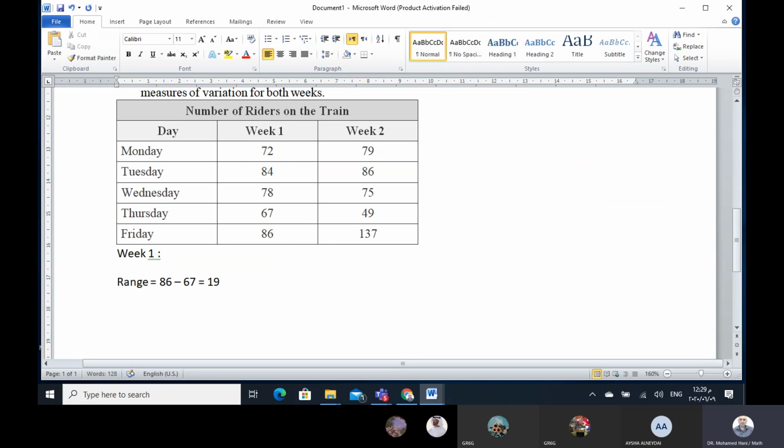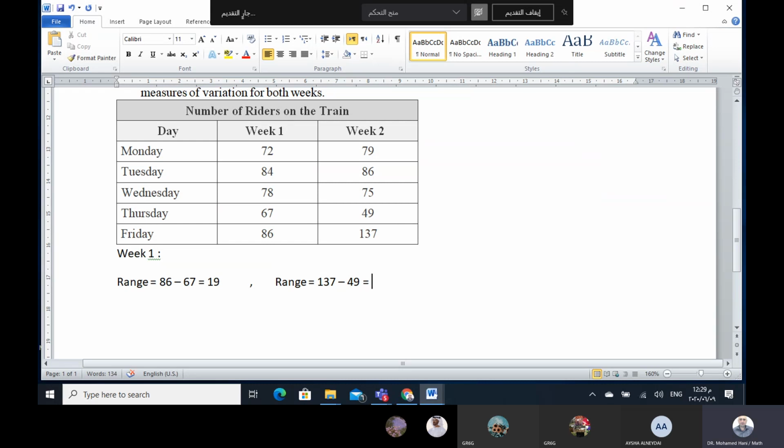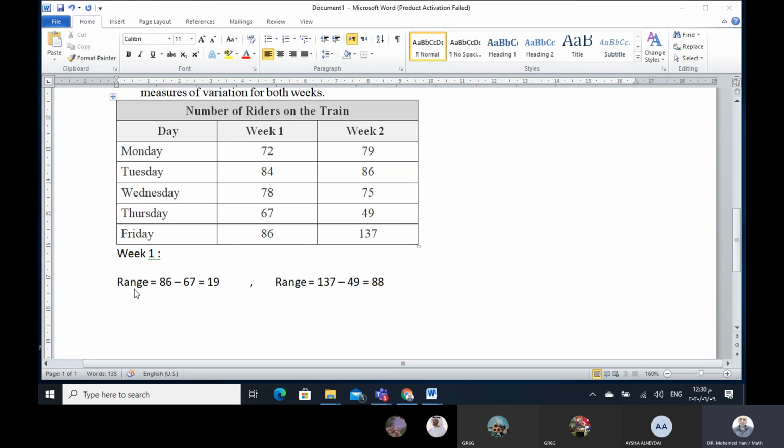And the second week, how to find the range for the second week? 137 minus 49. So 137 minus 49 will be 88. So when you compare the range between the 2 weeks, the second week is greater for the range.